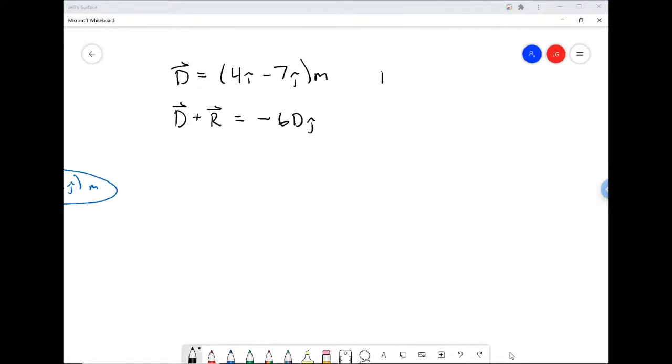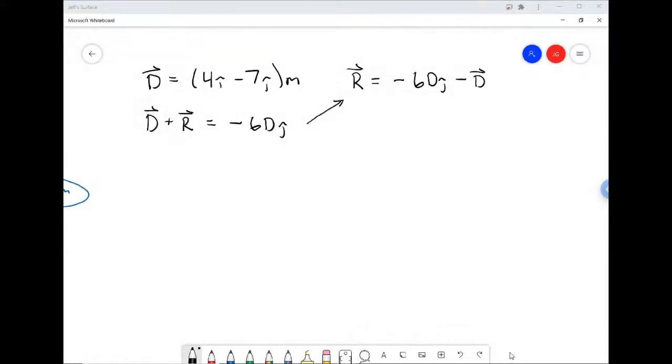All right, so there's a really important lesson here when it comes to dealing with vector quantities. One lesson is that you can rearrange expressions like this algebraically. So if d plus r equals minus 6d j hat, then r is going to equal minus 6d j hat minus d. Just rearrange that to get that new way of representing it.